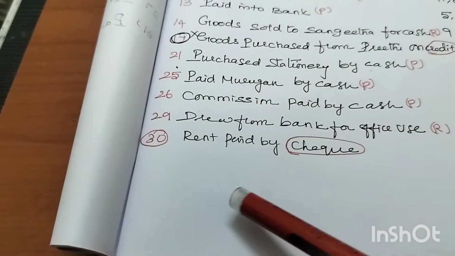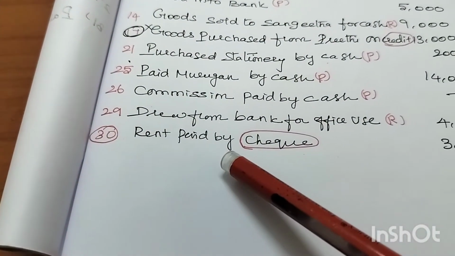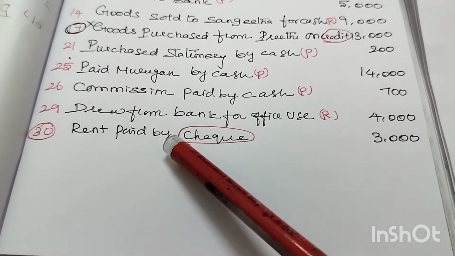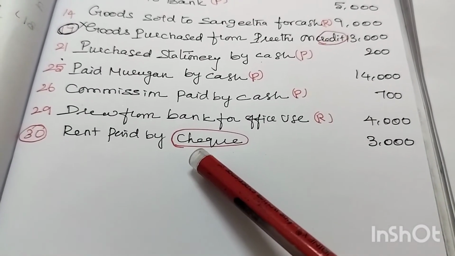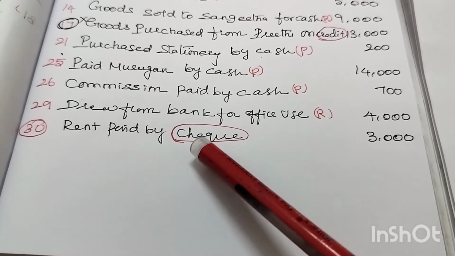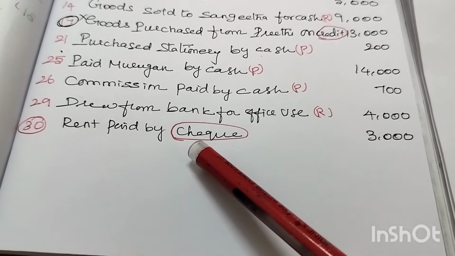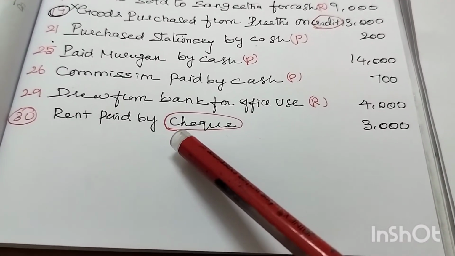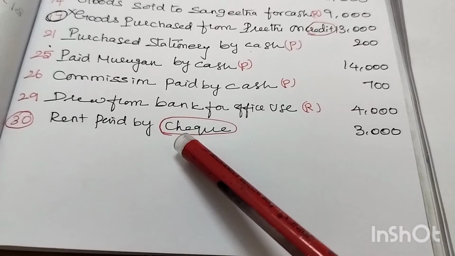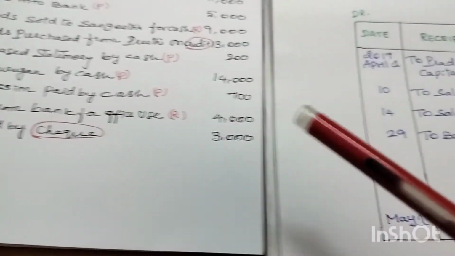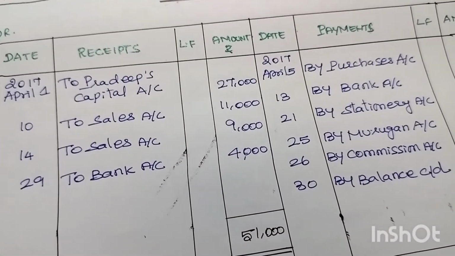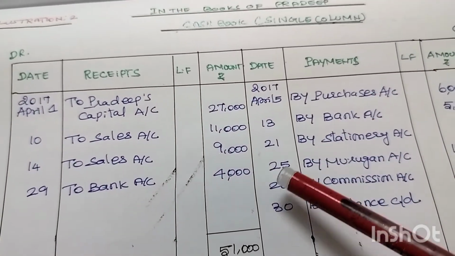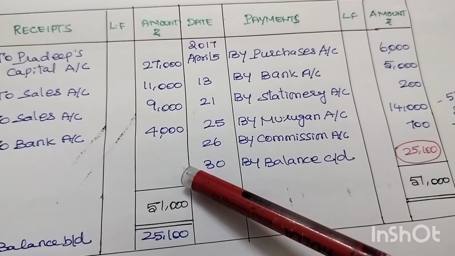Okay. Then April 30, rent paid by check rupees 3,000. So you paid rent through bank. Okay. So you can't enter this transaction into the cash book because this is the bank transaction. Only cash transactions you have to enter into the cash book. So you have to omit this transaction. Then we entered all the given cash transactions into the single column cash book, receipt and payment side.